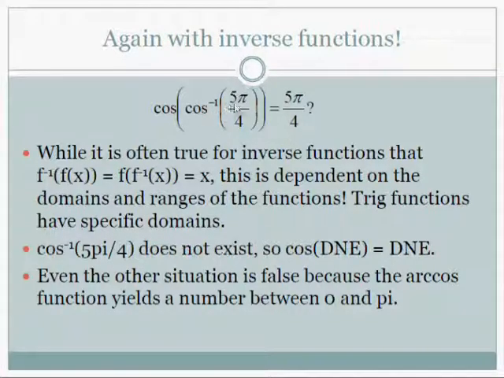Cosine of 5 pi over 4, oh, that's easy. You can compute that. That's definitely -√2 over 2. That's not a problem. But then, if we were going to evaluate the inverse cosine of -√2 over 2, you don't get 5 pi over 4. By our default definitions, we get back 3 pi over 4, because our inverse cosine function gives us a value between 0 and pi. So something in quadrant 1 or quadrant 2 of our regular Cartesian plane. So even that one was still false.